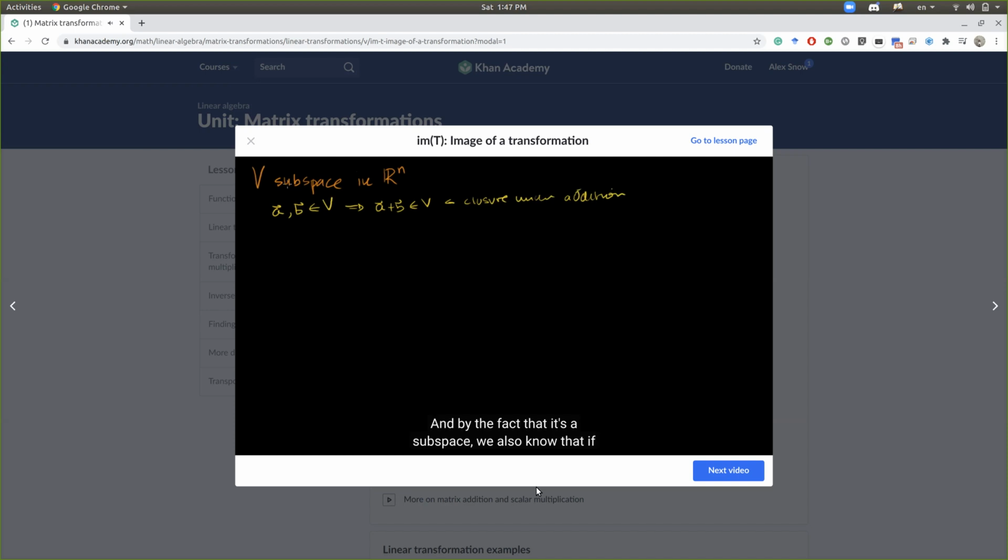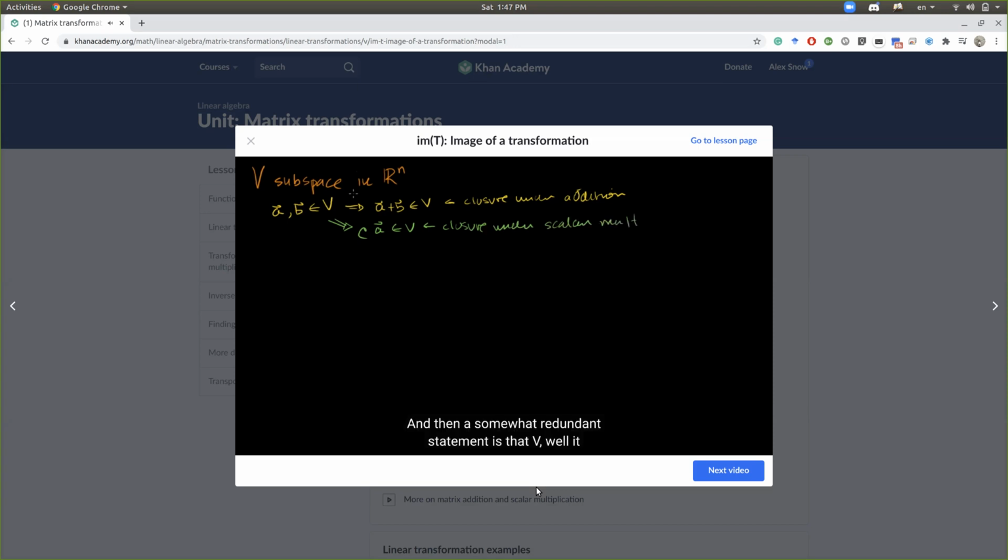And by the fact that it's a subspace, we also know that if we multiply any member of our subspace by a scalar, so the fact that those guys are members of our subspace, we also know that if I pick one of them, let's say A, and I multiply A by some scalar, that this is also going to be a member of our subspace, and we sometimes call this closure under scalar multiplication.